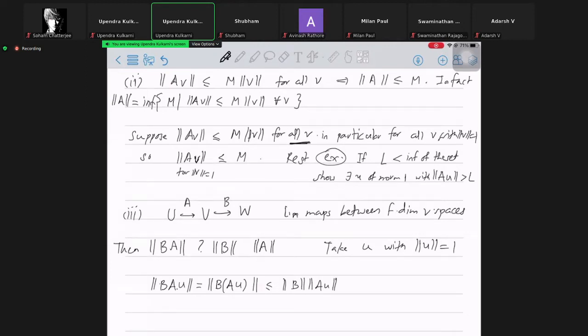But what do I know about AU? Well, I have taken a unit vector, so AU is the image of a particular unit vector, right? So this is really less than or equal to the norm of B times norm of A. Of course the operator norm is the supremum of the length of all of such things, so it's going to be less than or equal. Now notice, now take supremum over U.